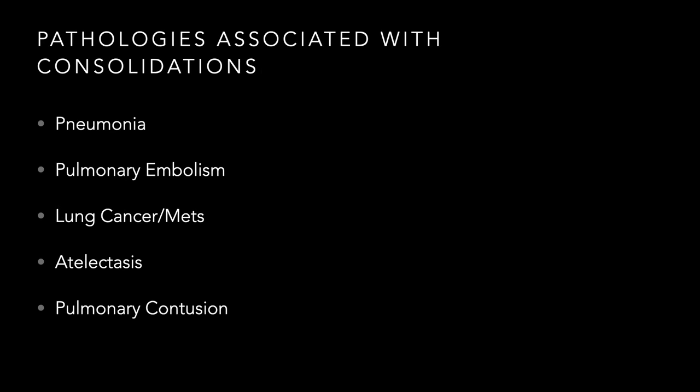Pathologies that present with lung consolidations include pneumonias or pulmonary emboli. You can have those little subpleural wedge consolidations, or lung cancer with metastases, again small little consolidations along the pleura. Atelectasis can do this too: a collapse of the lung can show a little bit of a consolidation. And finally, pulmonary contusions can do this as well. The clinical scenario is really going to guide how you interpret these consolidations based on what you're seeing on the ultrasound.